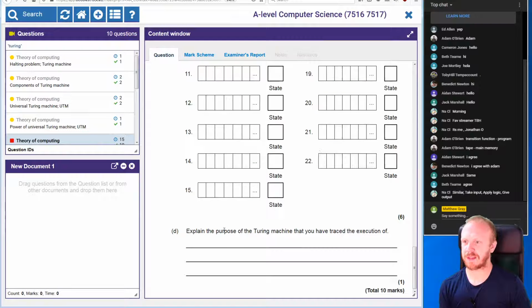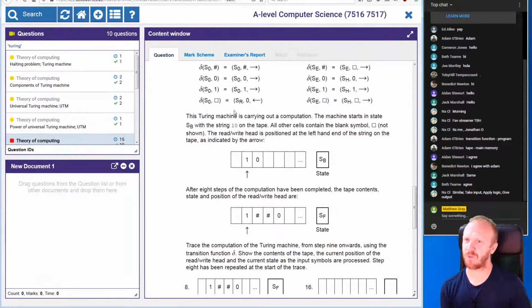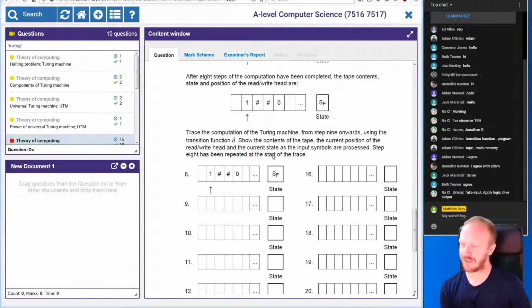Having run through that, it then wants you to try and explain the purpose of the Turing machine. Having run through it, can you figure out what that Turing machine did to the input?